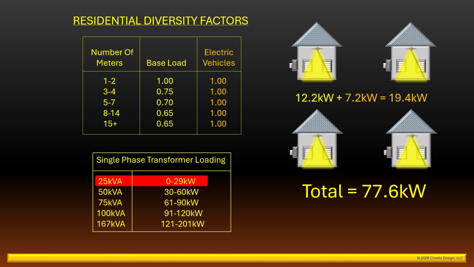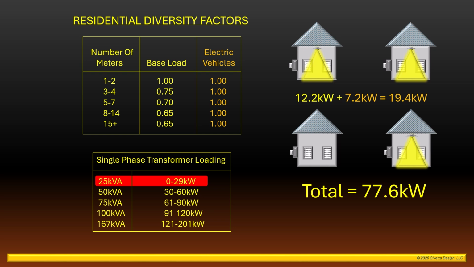However, electric utilities recognize that the likelihood of any single home using its maximum estimated electric load is pretty small. When multiple homes are served from a single transformer, the likelihood that all of the houses ever operate at their maximum estimated demand at the same time is something that almost never happens.